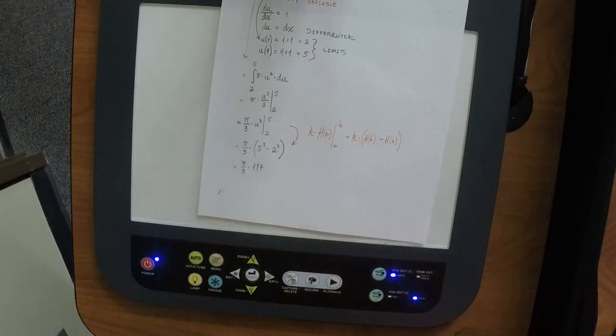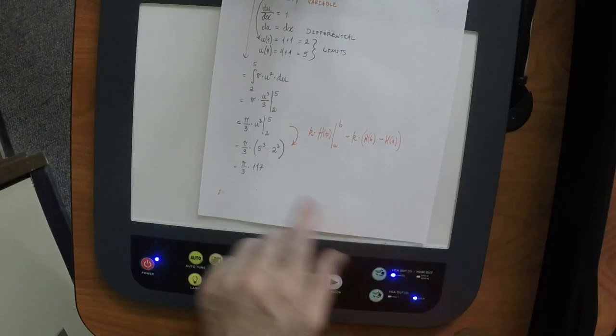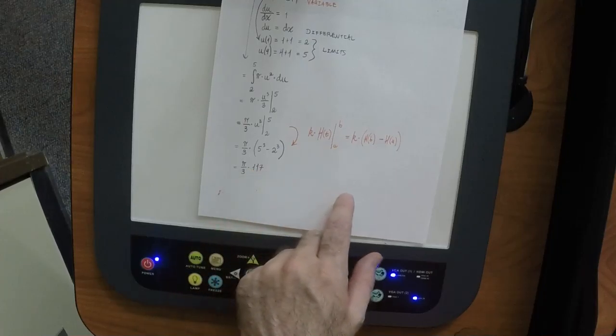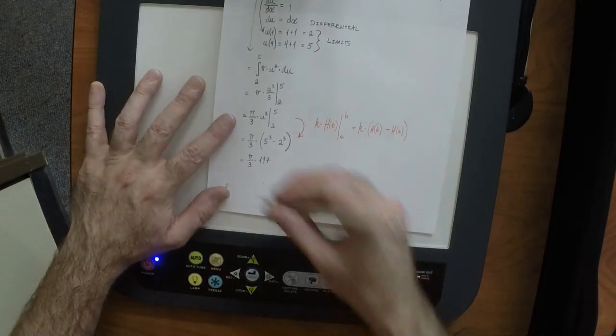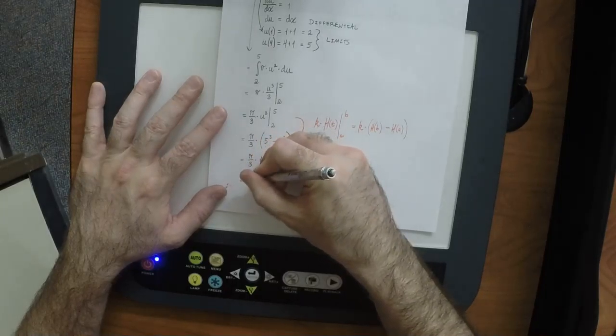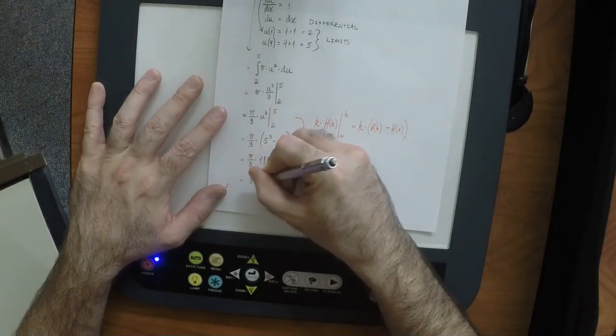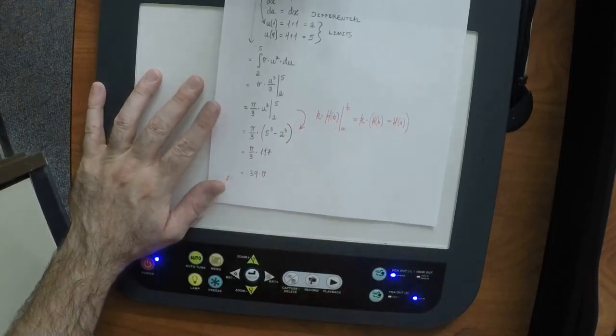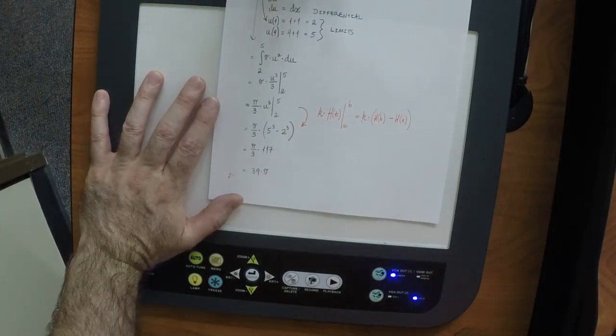And that works as many times as you want, which is to say that if you had a number that had like 20 digits in it, a big number, then you could just take all the digits and add them up and get a number. And if that number is still big, do it again. And you just keep doing it until it's small enough to where you're able to quickly say yes or no. So 1 plus 1 plus 7 is 9, so the answer is yes. So then it'll be 39 pi, because that's 117 over 3.